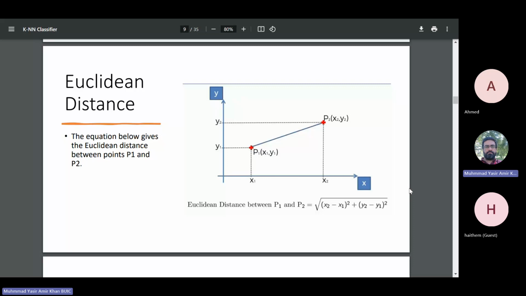How is that? Haitham, can you please identify that? How is this a triangle? How can I see a triangle over here in the figure? Where's the triangle? Yes, Haitham.